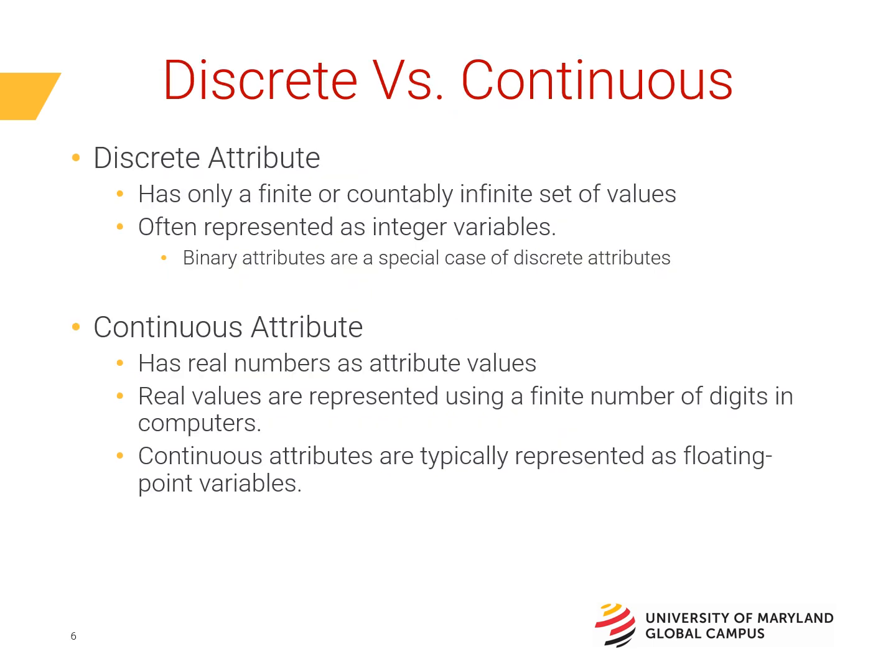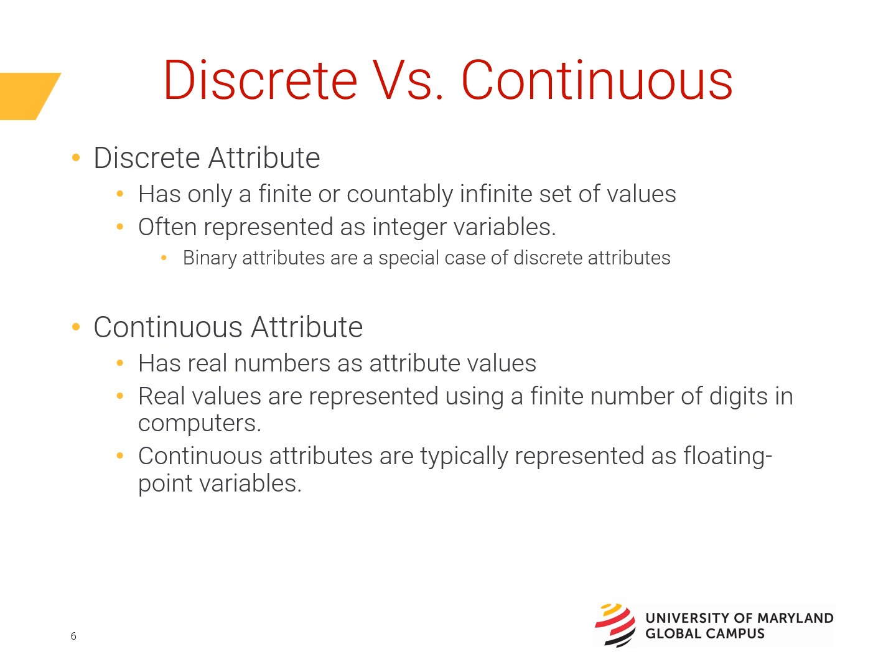So how do we represent discrete and continuous variables in the computer? As we say, discrete attributes have only finite elements or a countable set of values, and we represent them as integer variables. Binary attributes are a special case of discrete attributes. So binary means 2, it's countable, it's just a type of discrete variable.